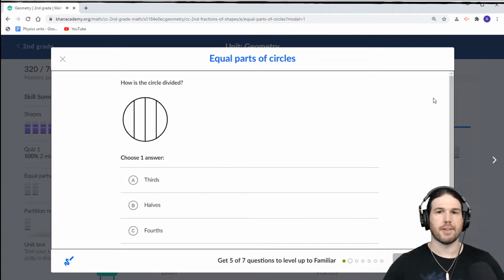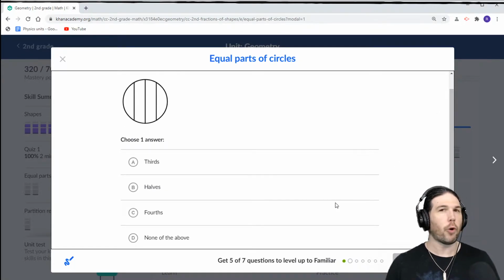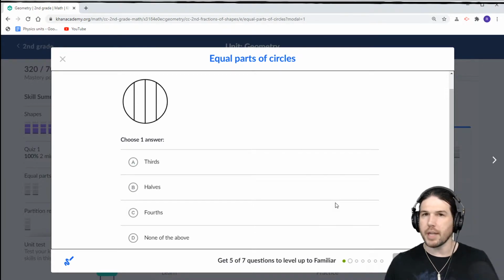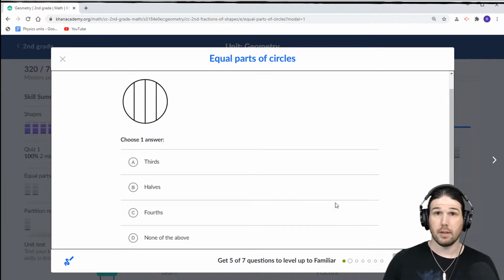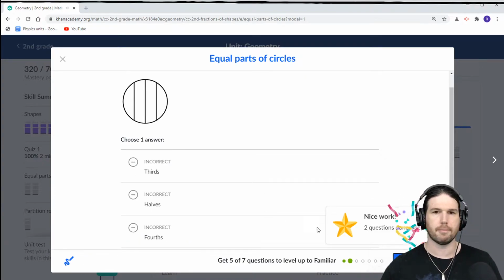How is this circle divided? Well, it's cut into 4 pieces, but I would not say it's cut into fourths. To be cut into fourths, they would have to be equal size pieces, and these center pieces are pretty clearly larger than the outside pieces. So that's none of the above.